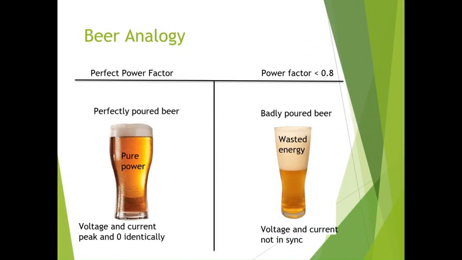Think of it like a schooner of God's nectar, cut and dry. The beer is your useful power. The foam on top is wasted power, the energy that doesn't do any positive work. A full schooner of beer with little foam means there is a high power factor, and lots of foam means there is a low power factor.